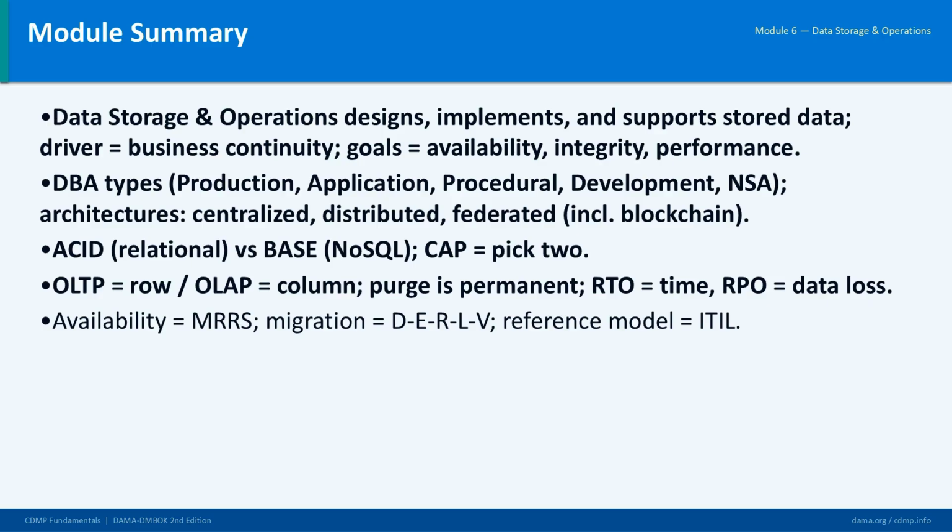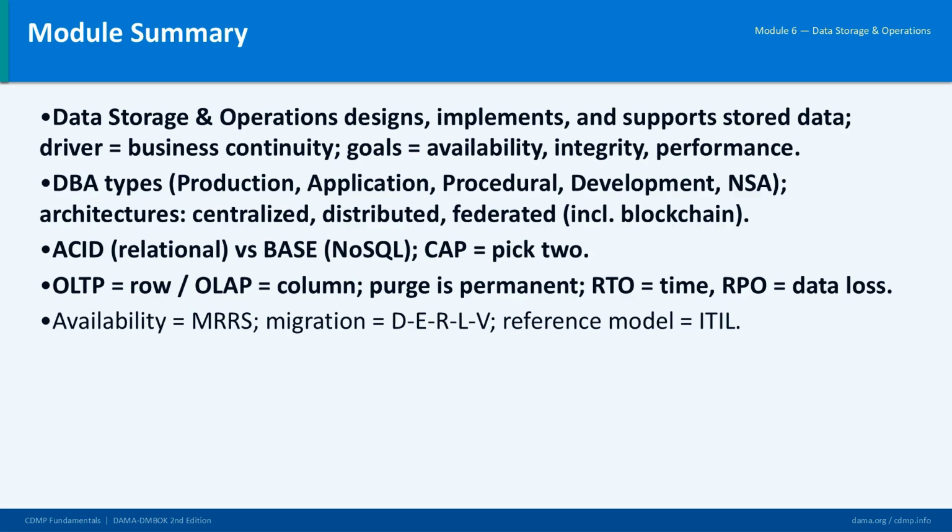Let's wrap up. Data storage and operations designs, implements, and supports stored data. Its driver is business continuity, and its goals are availability, integrity, and performance. You've got the DBA types, production, application, procedural, development, and the NSA, and the architectures, centralized, distributed, and federated, with blockchain as a federated example.